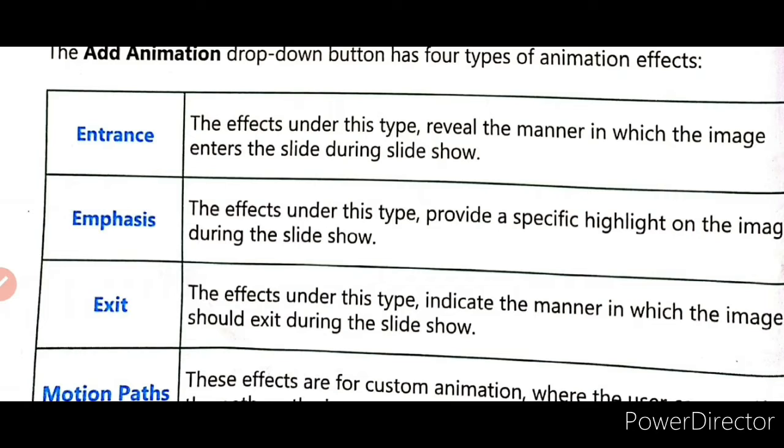The first type is entrance. The effects under this type reveal the manner in which the image enters the slide during the slideshow. If you choose this entrance animation effect, what does it do? It enters the slide during the slideshow. While the slideshow plays in the presentation, when you choose this entrance animation effect, the animation enters the slide. Clear?